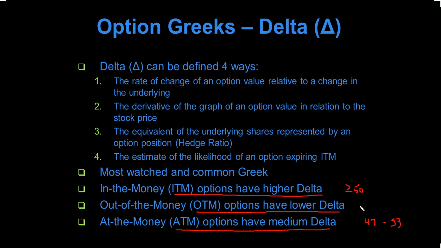Okay? And if you think about it, it makes sense. If a stock is in the money already, then the probability of it finishing in the money at expiration is greater than 50% because it's already in the money. If an option is out of the money right here, then the probability of it finishing in the money is relatively low. It's going to be less than 50%. And the farther out of the money it goes, that delta starts going down.